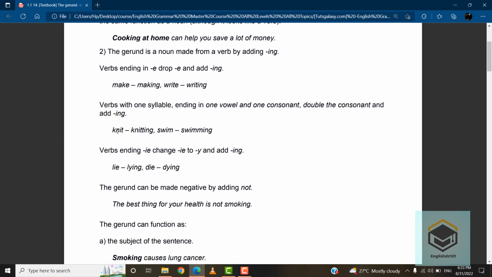أما الأفعال اللي تخلص consonant, for example, t, m, and so on, we simply double the consonant and add ing. For example, knit becomes knitting, swim, swimming.